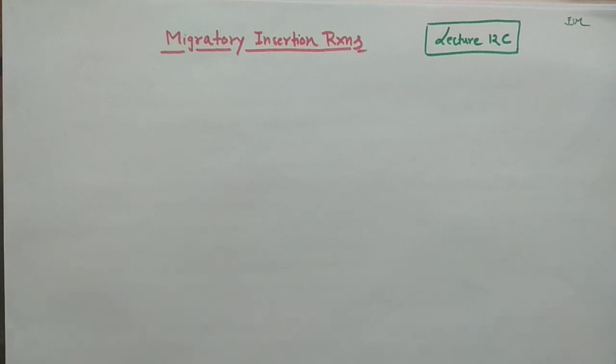So guys, it is my lecture number 12C, and in this lecture I am going to discuss the migratory insertion reactions, okay? And if you are following my organometallic lecture series, then you are already aware of the fact that I have completed the oxidative addition and reductive elimination reactions in pretty much detail, right? And in this third part, 12C, I am going to cover these migratory insertion reactions.